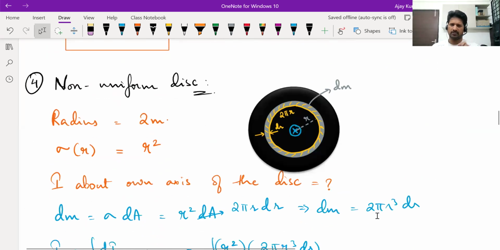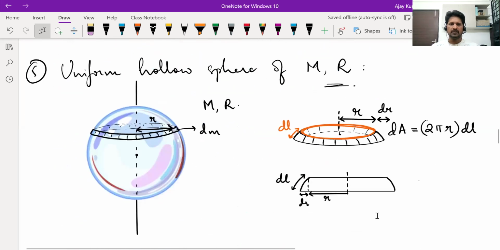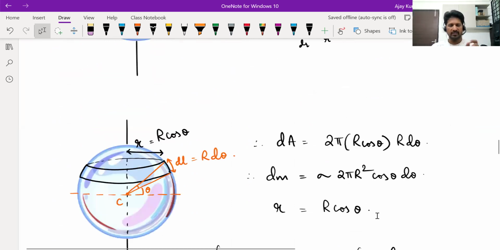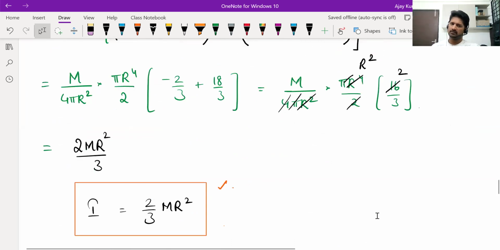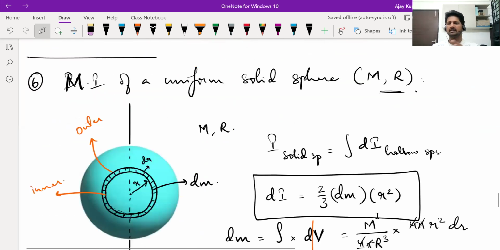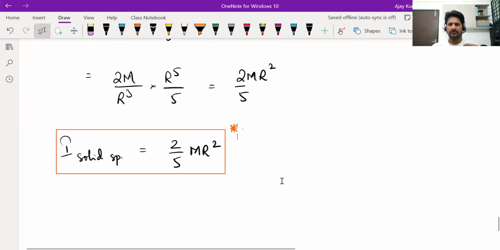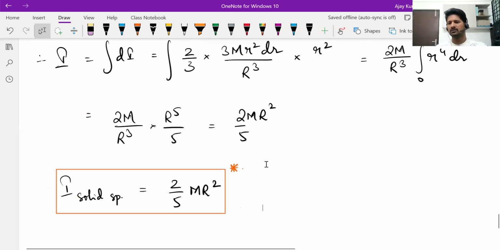Non-uniform disk was like a problem. You don't have to remember the answer. Next, uniform hollow sphere. We treated it as a collection of rings. We made use of angle theta in the derivation and we got 2 by 3 mR square. And for the uniform solid sphere, we treated it as a collection of thick shells. And we got the answer as 2 by 5 mR square. Now, some more cases are there, like we have to derive the moment of inertia of a hollow cylinder and a solid cylinder. That's all. These are the basic shapes whose moments of inertia you need to remember.